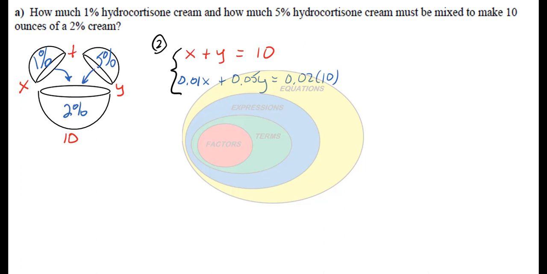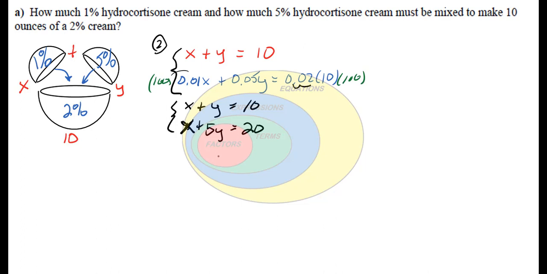So to solve this, the first thing I'm going to do is clear decimals. In the second equation, we're just going to multiply both sides by 100 and rewrite our system. We would get X plus Y equals 10, that's our top equation. And then if we multiply by 100, moving the decimal places over twice, we would get X plus 5Y, and that's supposed to equal 100 times 0.02, which would be 2 times 10, or 20. So our system becomes X plus Y equals 10, and X plus 5Y equals 20.